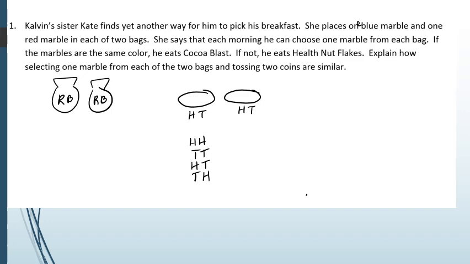When it comes to the marble situation, I might think about what are all my possible outcomes here. I could get red and red, blue and blue, red and blue, or blue and red. Those are also 4 distinct outcomes. So what we're hoping you're talking about here is how each of these situations has 4 possible outcomes, and the outcomes are equally likely when it comes to getting a match or a no match.